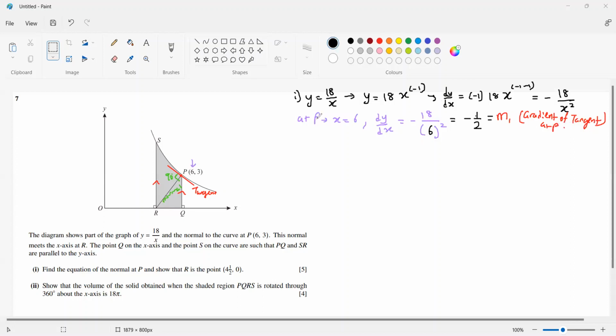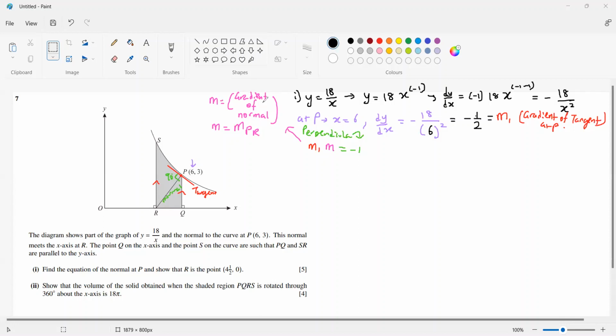Now, perpendicular means that M1 multiplied by M, or M2, must be -1. This is the meaning of perpendicular: the two lines have the product of their gradients equal to -1. Now, what is this M? M is the gradient of the normal line. In this case, M can also be written as the gradient of PR. These are different styles of writing.